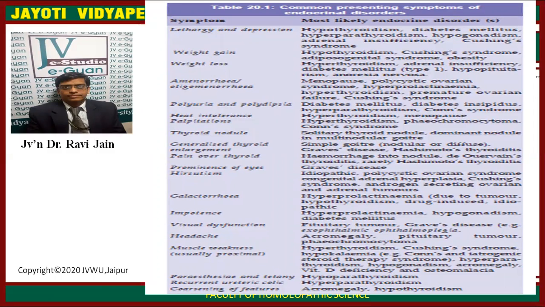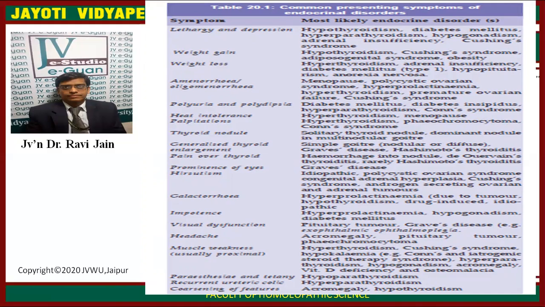There is a long list of complaints or symptoms which a patient can present in a wide variety of diseases. So let us discuss them one by one. The most common symptoms with which the patient of endocrine disorders comes to you include lethargy and depression, weight gain, weight loss, amenorrhea, oligomenorrhea, polyuria and polydipsia, heat intolerance and palpitations, thyroid nodule, generalized thyroid enlargement, pain over the thyroid, prominence of eyes, hirsutism, galactorrhea, impotency, visual dysfunction, headache, muscle weakness, usually proximal, paresthesias and tetany, recurrent ureteric colic, and coarsening of features.